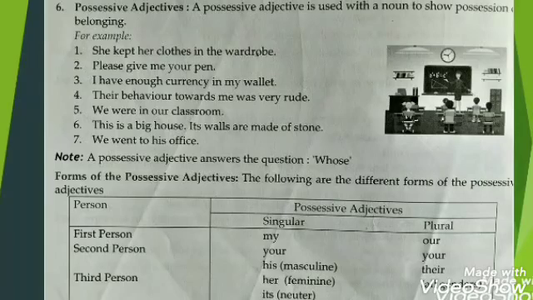So let's start. We have 2 categories in possessive adjectives: one is singular and the other is plural. Firstly we will see first person. In first person, when I want to speak or indicate something, I can use the word my, and my is the singular possessive adjective. When it is plural, then we can use our. So for singular in first person we can use my and for plural we can use our.